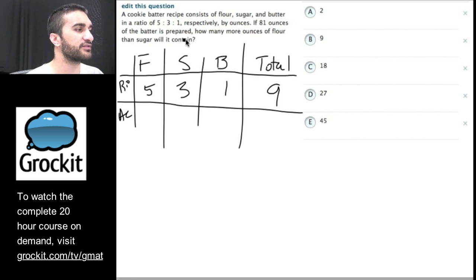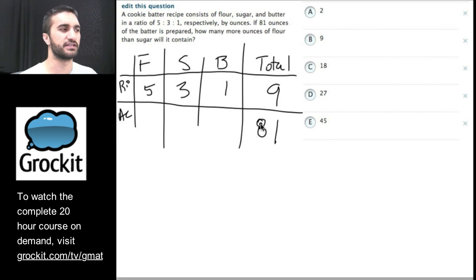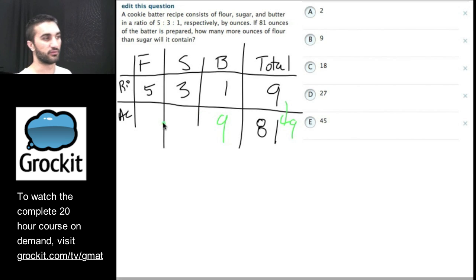So they said if 81 ounces of the batter is prepared, so the actual amount of total batter prepared was 81, how many more ounces of flour than sugar will it contain? This is pretty consistent in how these questions work on the GMAT. We see this ratio total, a factor of 9 here. So we know this factor applies across all of these. So these are the other values that we also multiply by 9.